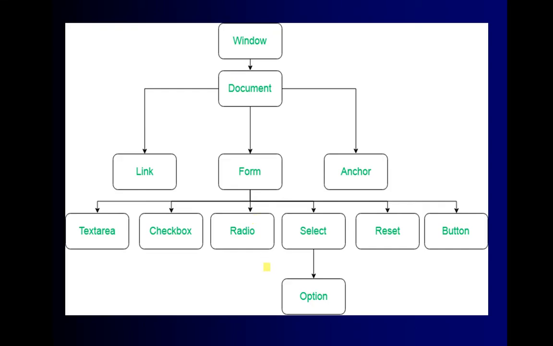Now, these are the different objects in the document model: window, document, link, form, anchor, text area, checkbox, radio, select, reset, button, option. If you remember, in JavaScript form validation, we have accessed the form value as form name dot element name dot value. That is an example of document object model.